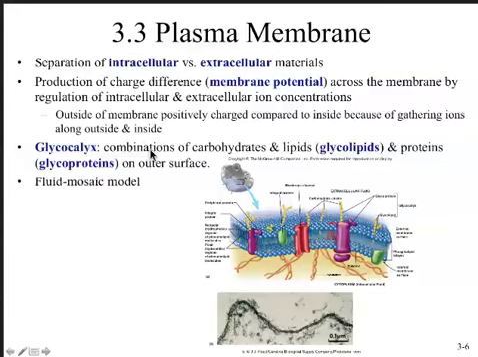The glycocalyx is a combination of carbs and lipids, which we call glycolipids, as well as carbs and proteins, which we call glycoproteins, which are on the outer surface. The purpose of these glycolipids and glycoproteins, in part, is recognition of that cell as belonging within the context of the human body, so that you can think of them kind of as ID tags. They can also serve as adhesion molecules. They allow cells to stick to certain things.